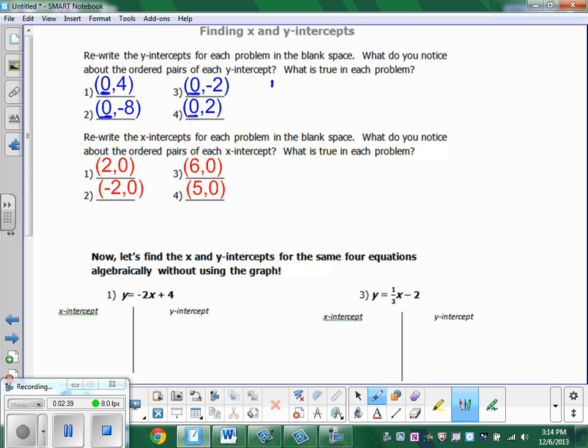So for a y-intercept, x has a value of 0.